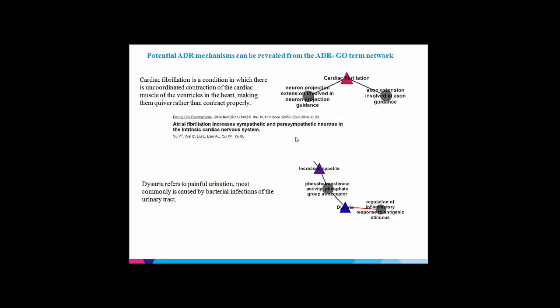And then I looked at PubMed and found a paper published very recently describing the potential connection between cardiac fibrillation and neuron projection. And also there are more examples.